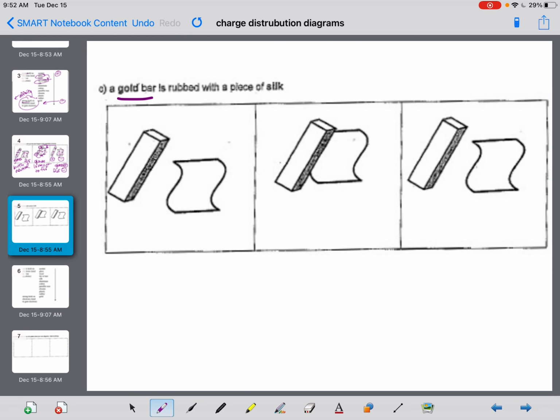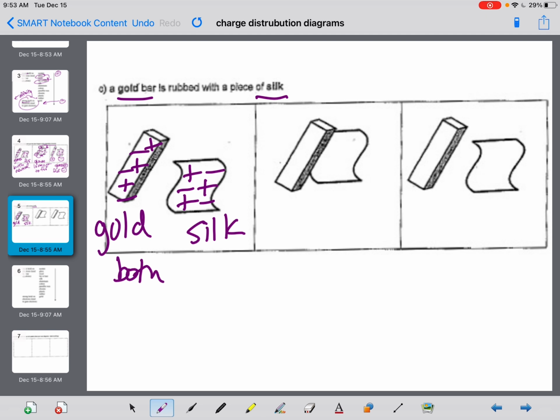Okay, so we're looking at a gold bar with a piece of silk. My pen is back now. So let's label. We have gold and we have silk. We're going to start off with both of these being neutral, that we already know. So both neutral.